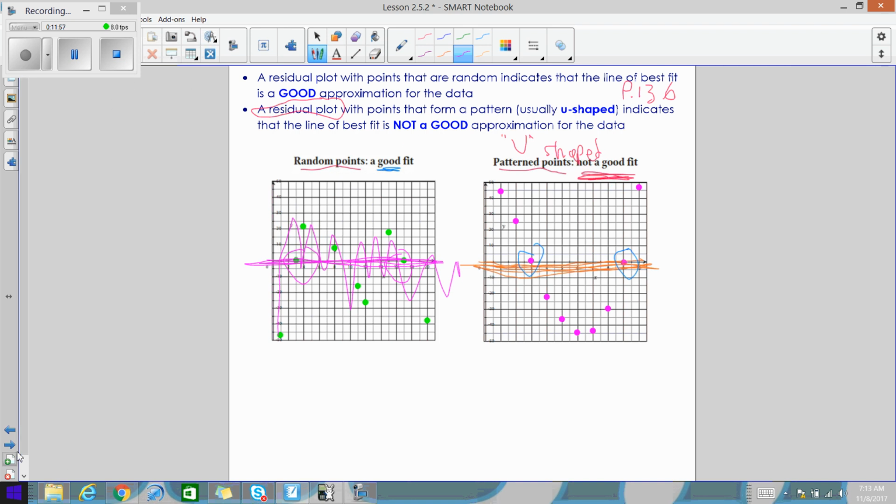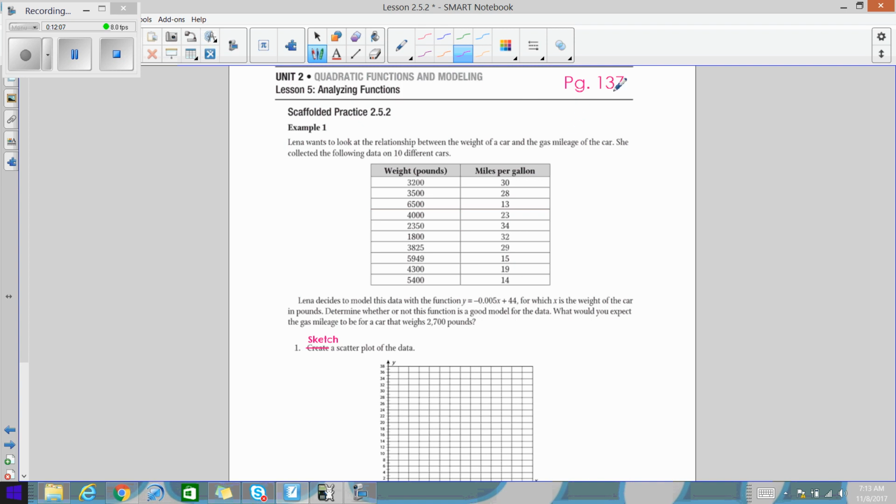So that is knowledge from last year, but that's what we're going to do to determine if your line of best fit is truly the best fit for your data. Okay, so here we go. We're going to do a couple examples, and I'm going to show you how to find your residual data.